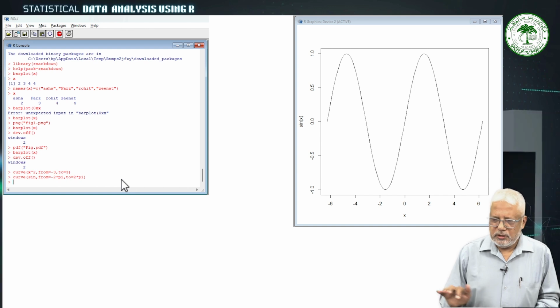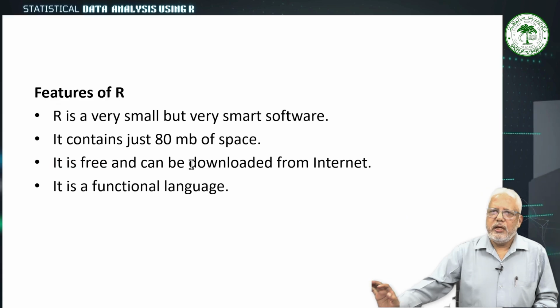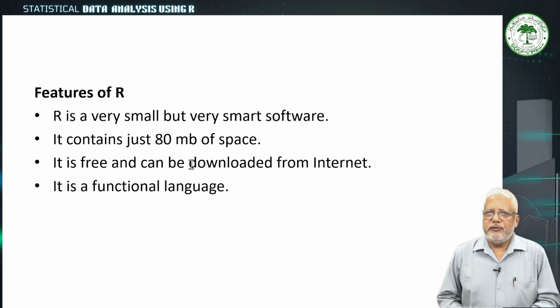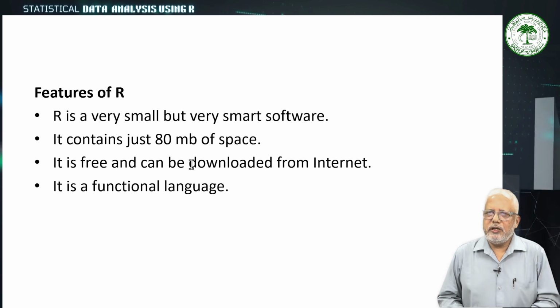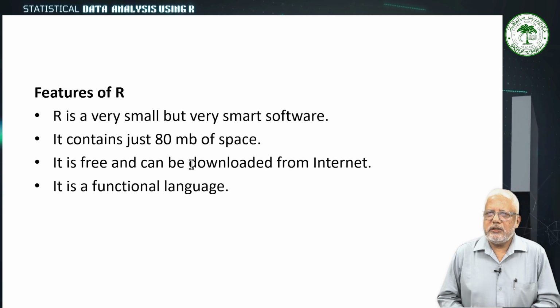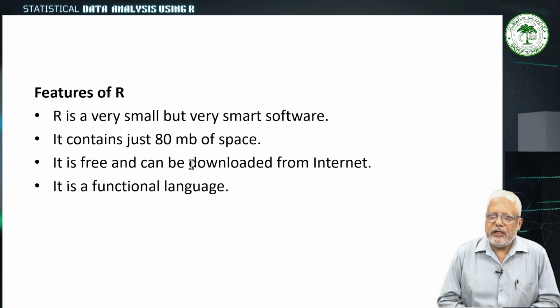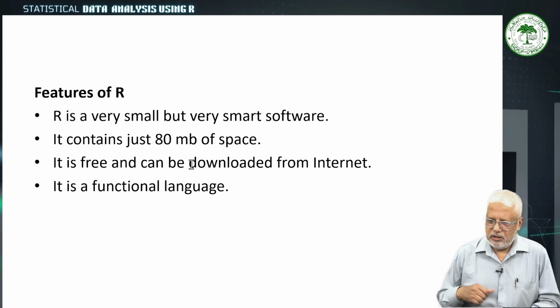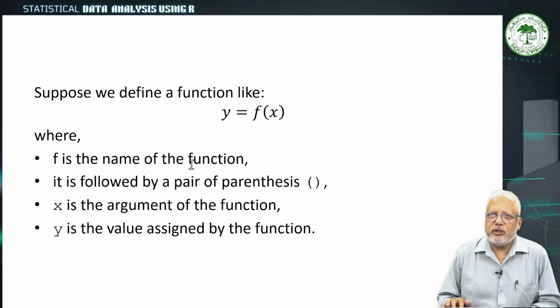So I will go to my slides. There are certain important features of R. R is a very small but very smart software. It contains just 80 MB of space. It is free and can be downloaded from the internet. It is a functional language. This is very important, a functional language. This term is very important.